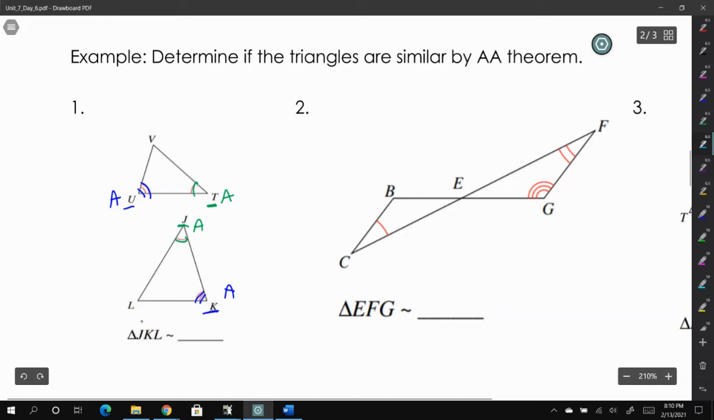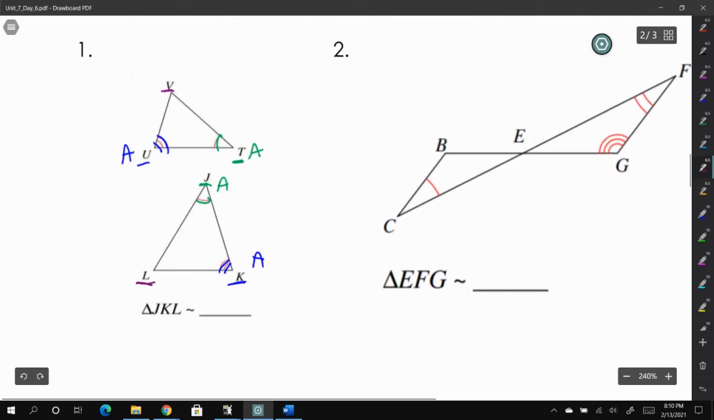And then I can do purple for letters V and L. So now I just have to make sure I go in the correct order. So triangle JKL is similar. That's what this symbol means right here. Remember, similar to triangle. Well, we have to go in the same order.